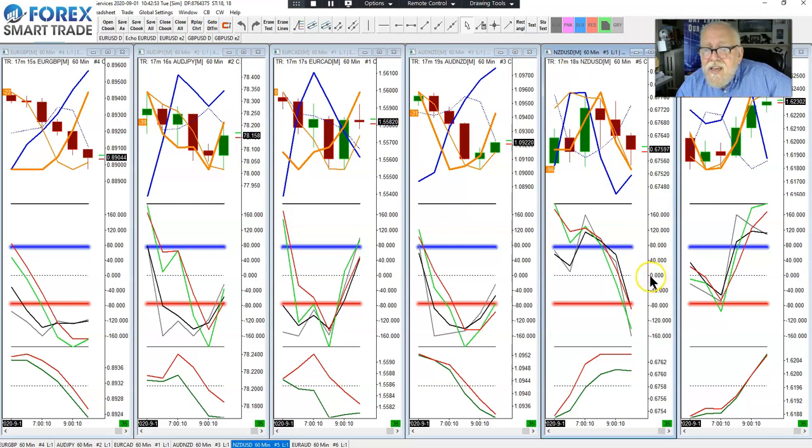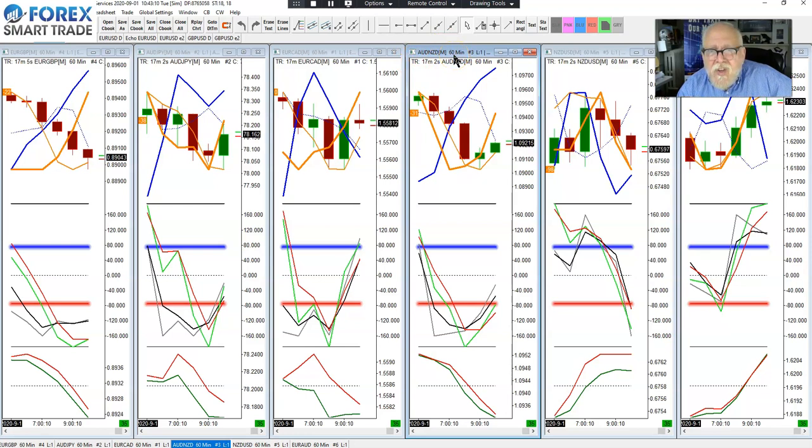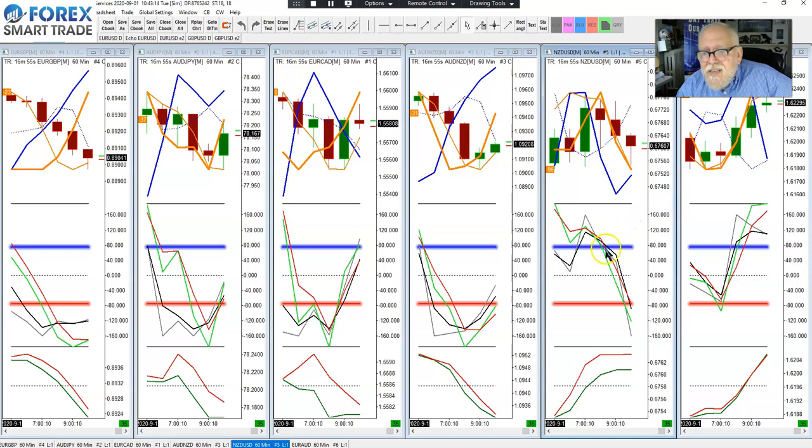NZD USD. The other reason that I like to wait on this one, AUD NZD. Anybody can tell me why? This is the middle of the night there, so because it's the middle of the night, it's going to take a little longer to execute because there'll be no volume there. NZD USD, in the middle of the channel, or just getting through the channel, still pointing down.